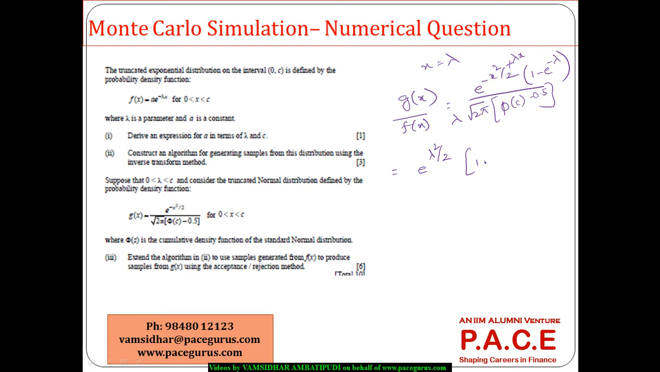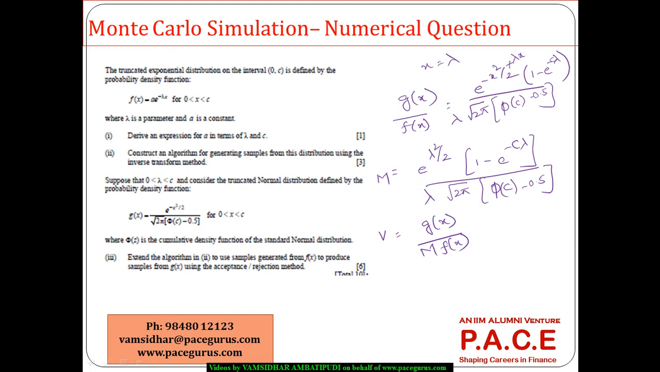times 1 minus e power minus c lambda divided by lambda times square root of 2 pi times phi of c minus 0.5. This is the typical value of m. Now, once I have the value of m, I'll try to find out some v, which is nothing but g of x divided by m times f of x.